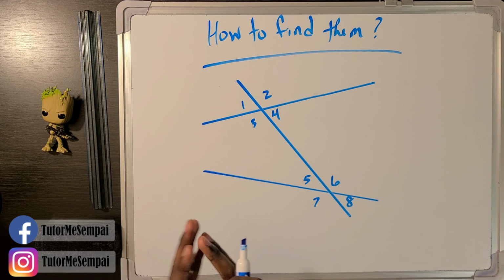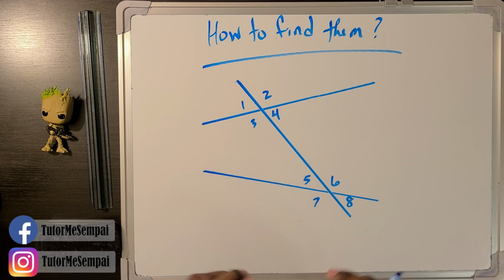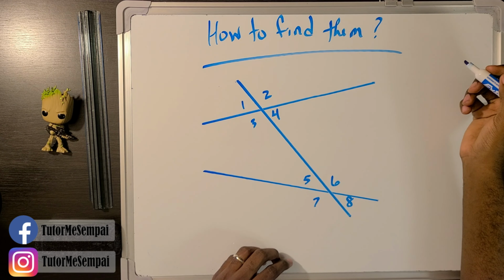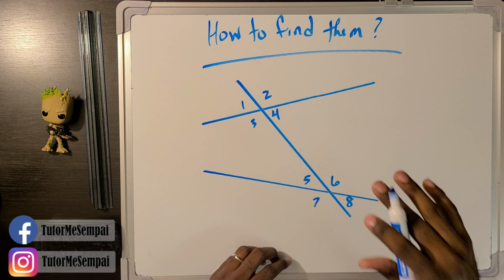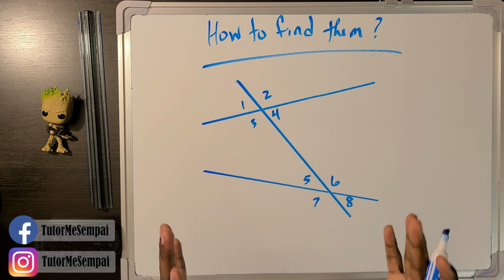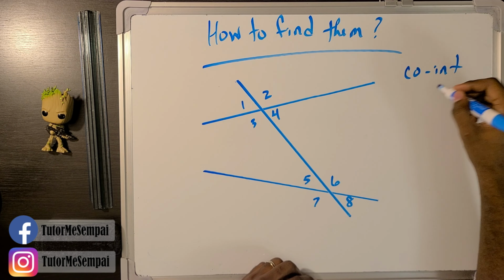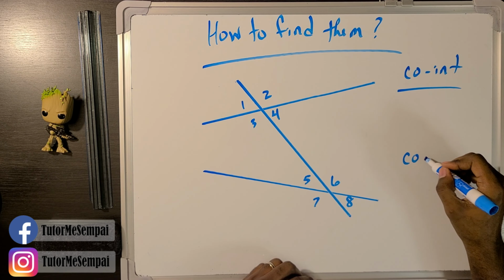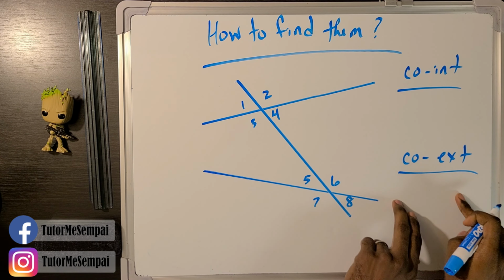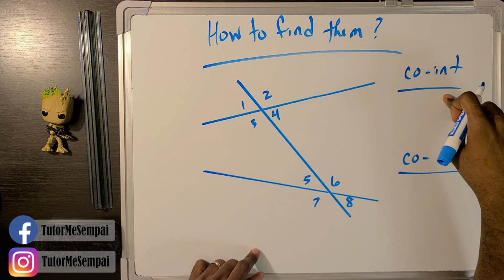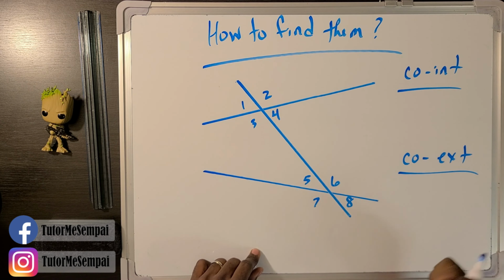Similar to our alternate angles that we discussed in our previous video, today's consecutive angles can also be broken down into 2 categories. You're going to have your consecutive interior and your consecutive exterior angles. However, we shorten them. Instead of writing out the whole word consecutive, we shorten it to co-interior, and this is going to be co-exterior. So co-interior angles, co-exterior angles. So we want to find our consecutive interior or our co-interior angles and our consecutive exterior or our co-exterior angles.